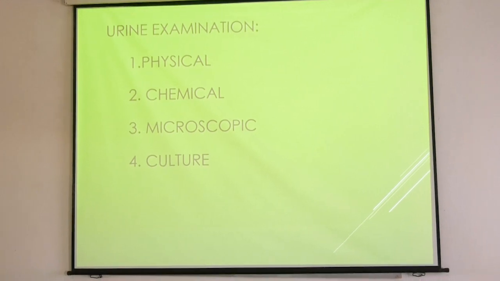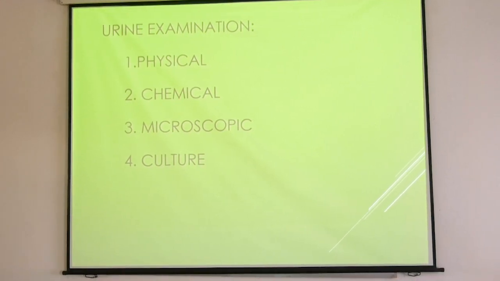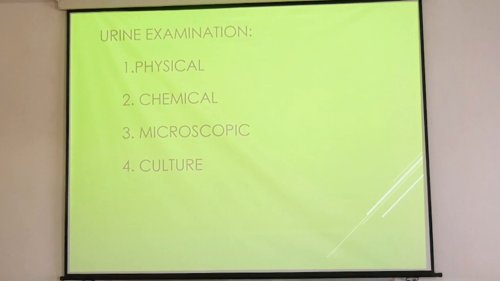Then chemical, we will detect the abnormal constituents. We will try to find out if the urine has amino acids, protein. Amino acids make up the protein. So whether the urine contains protein, glucose, ketone bodies. Do you know what ketone bodies are? Can you name any ketone body? In the blood, we generally find 3 ketone bodies.